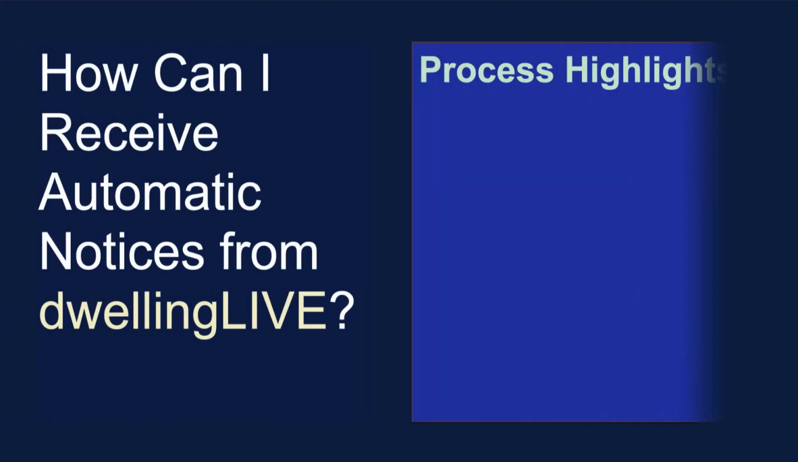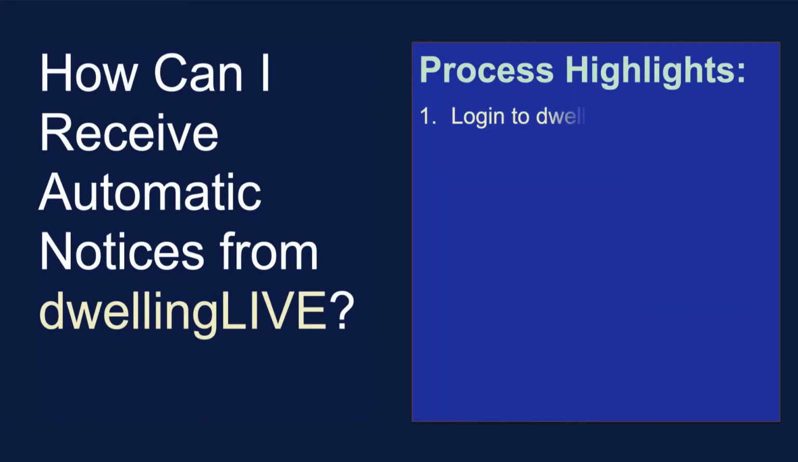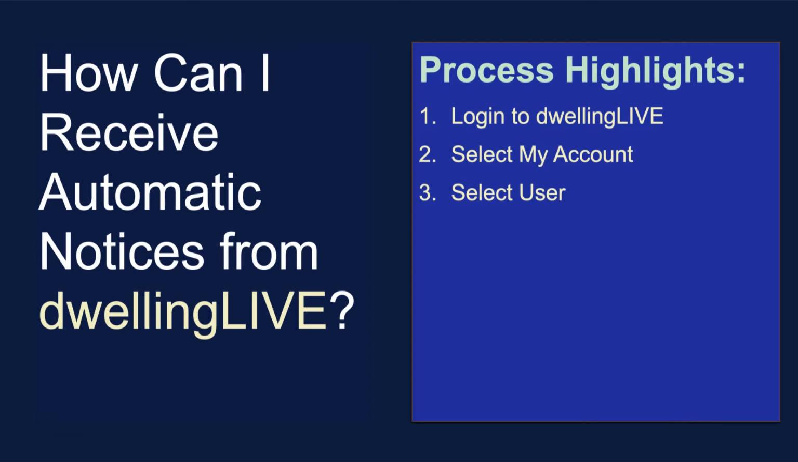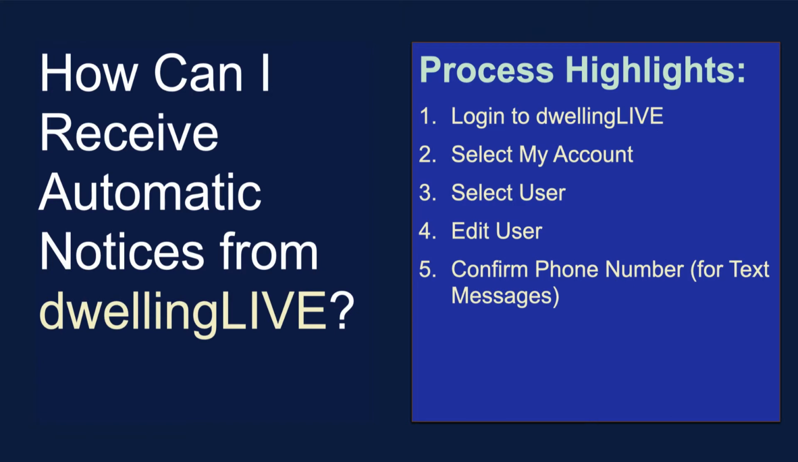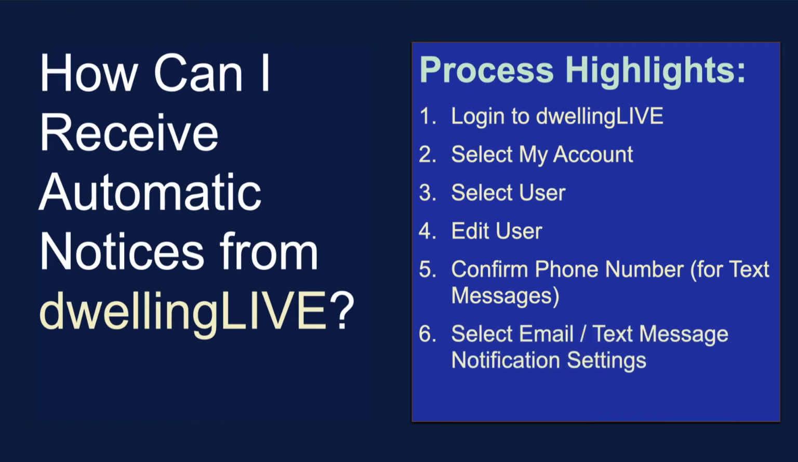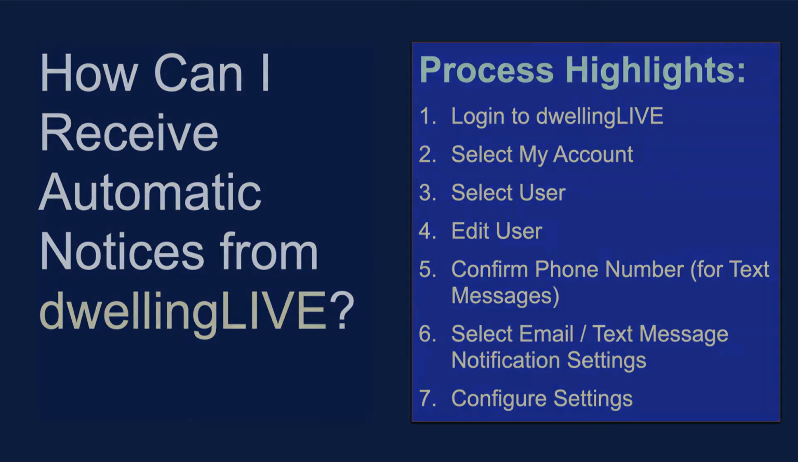Here's an overview of the process you'll learn in this video. We'll start by logging into dwellingLIVE, selecting My Account, selecting User, editing the user. Then at that point we have to confirm our phone number. Now it's necessary to receive text messages. We'll select email or text message notification settings, and we'll configure those settings. So let's see that in action with a quick demo.